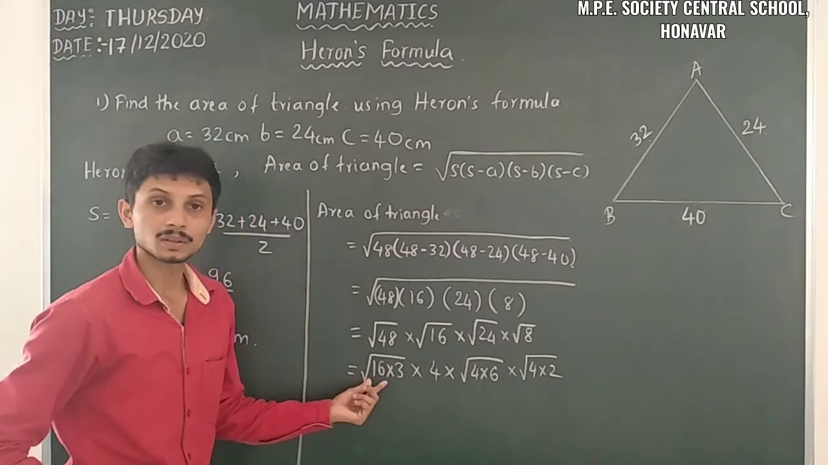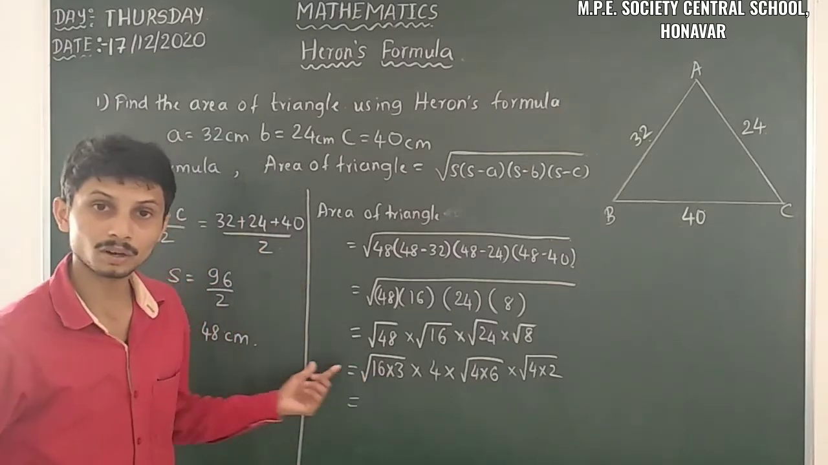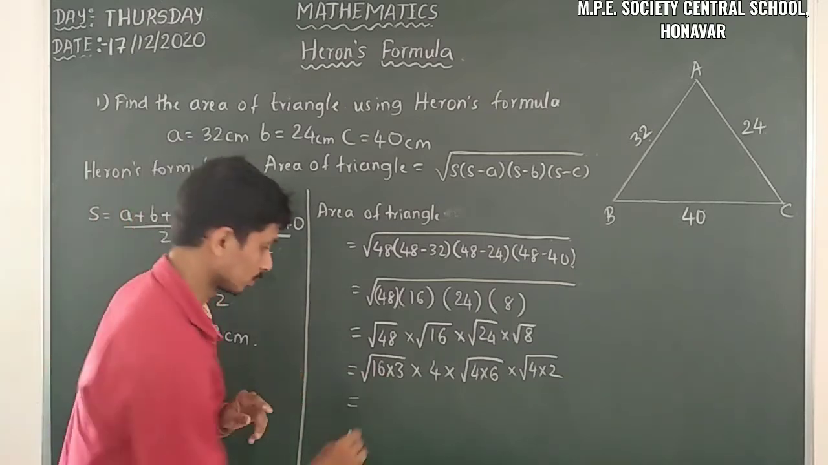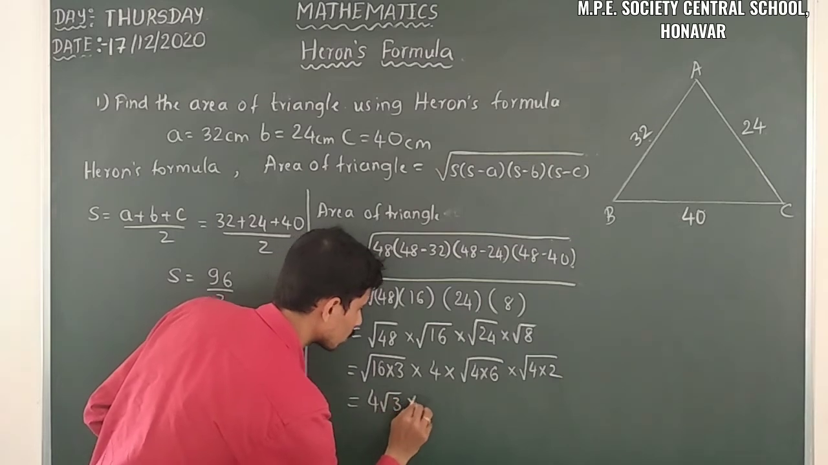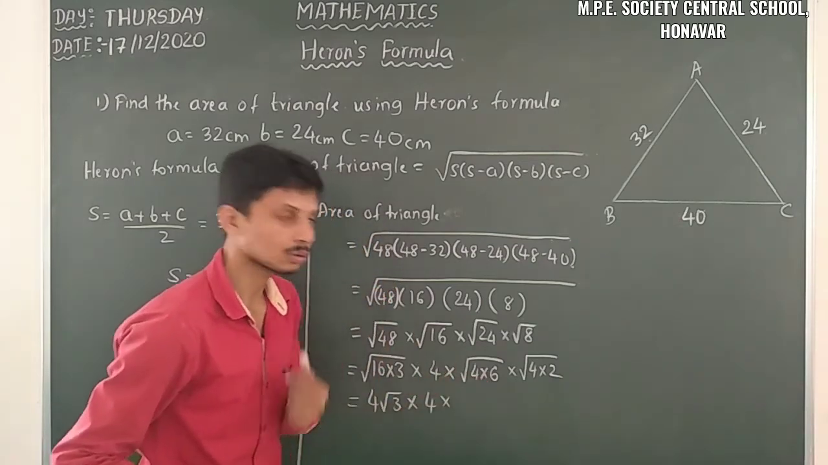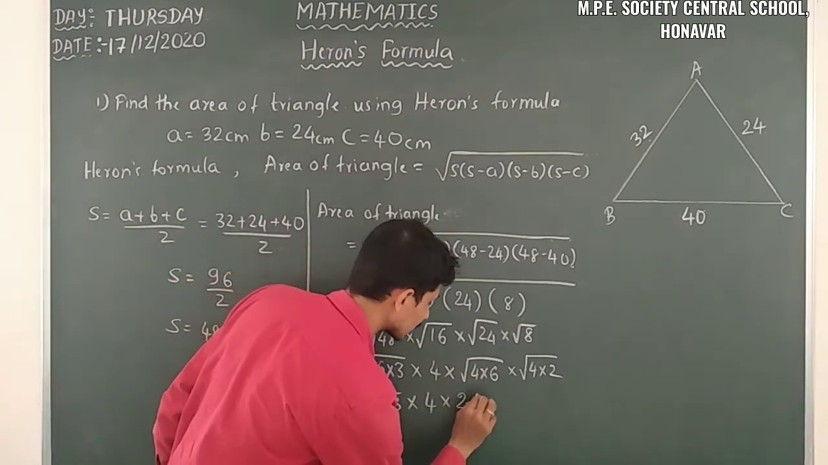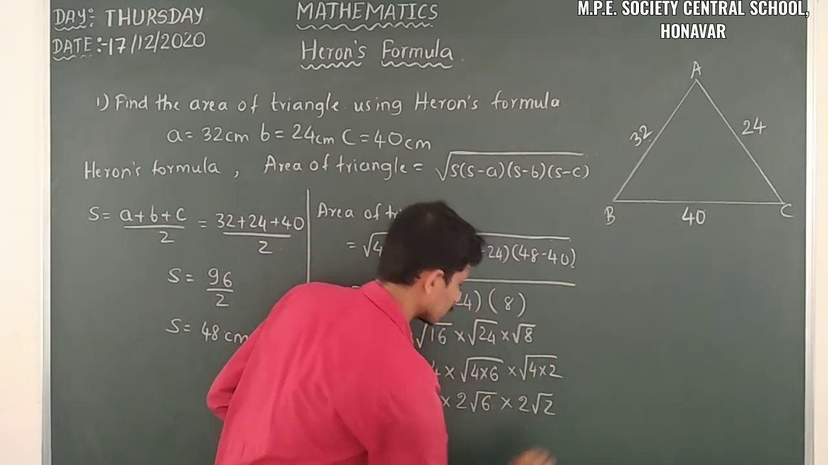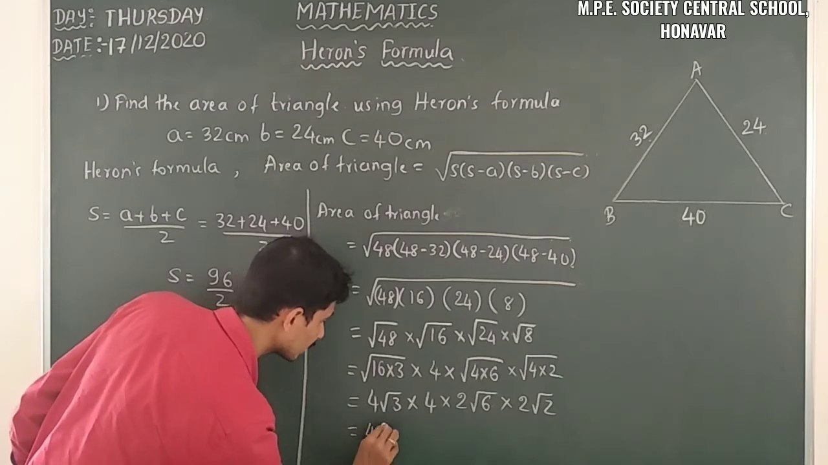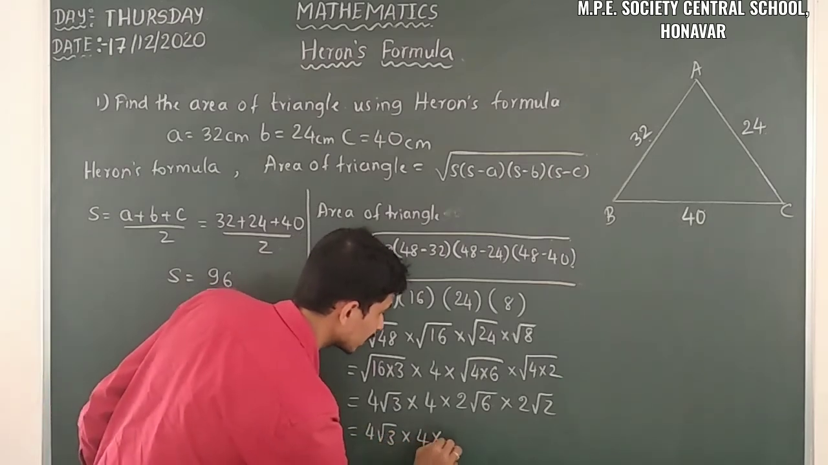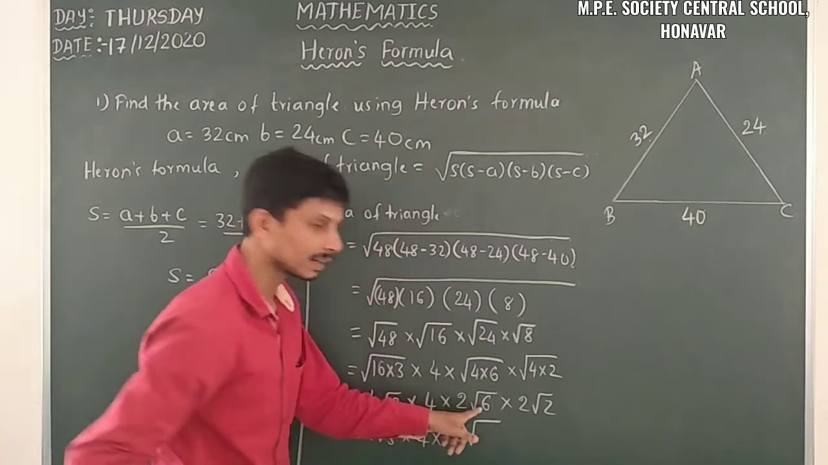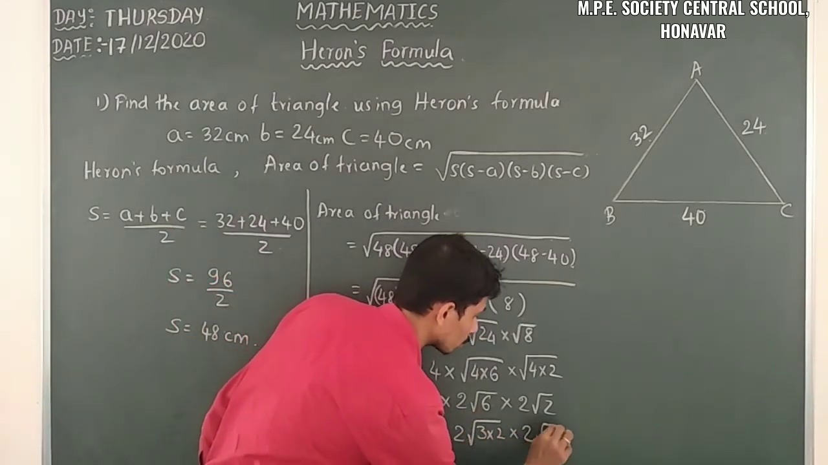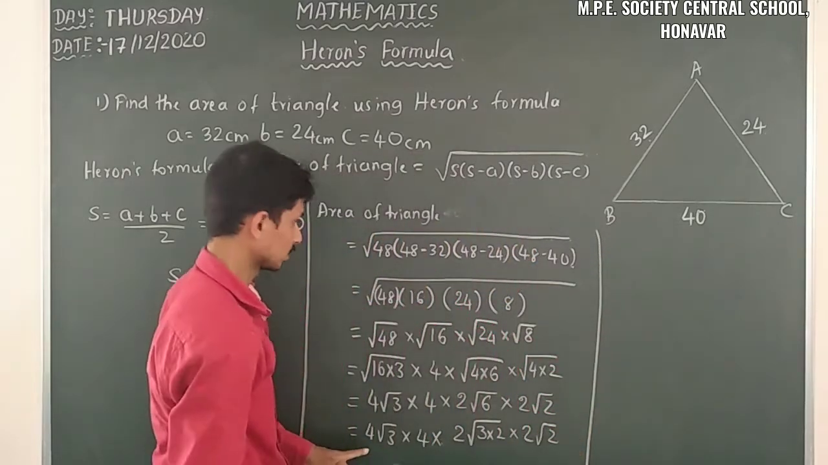So we have to take out 16 from the square root. We have 4 root 3 into 4, and here we can take out 4, so what happens here: 2 root 6, and here 2 root 2. So 4 root 3 remains as it is, and 4 remains as it is, and 2 root 6 can be written as 3 into 2, 3 into 2 into 2 root 2.